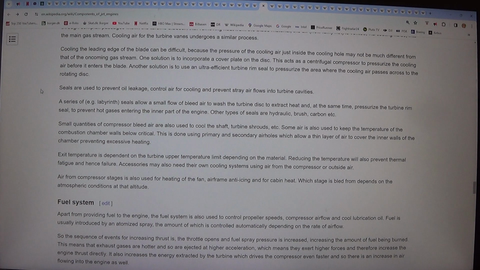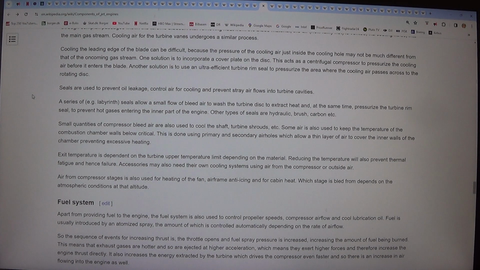Seals prevent oil leakage, control airflow cooling and prevent stray airflows into turbine cavities. A series of, for example, labyrinth seals allow a small flow of bleed air to wash the turbine disc to extract heat and, at the same time, pressurize the turbine rim seal, to prevent hot gases entering the inner part of the engine. Other types of seals are hydraulic, brush, carbon, etc.